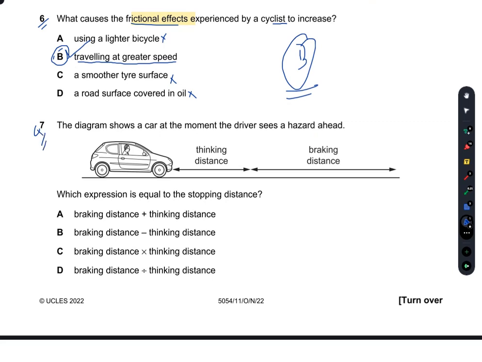Question number 7. The diagram shows a car at the moment the driver sees a hazard ahead. Which expression is equal to the stopping distance? So this is the thinking distance and this is the braking distance. Now we have to find the total stopping distance. It should be the braking distance only, because during the thinking distance, the driver does not decelerate. The driver does not decrease the speed of the car during the thinking distance. So it is only the braking distance which is equal to the stopping distance.